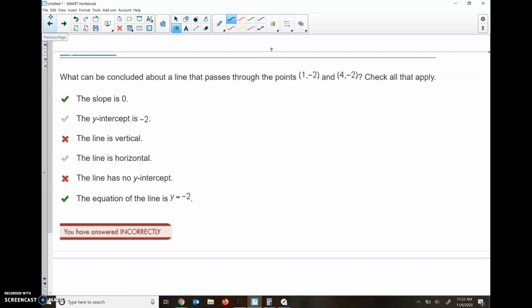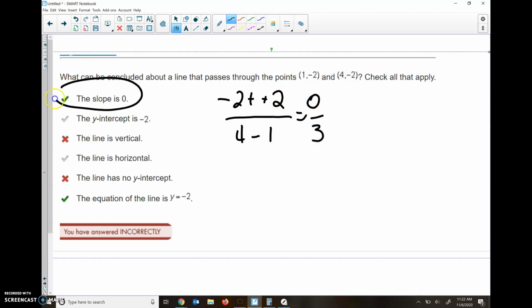What can be concluded about the line that passes through (1, -2) and (4, -2)? All right, so first we got to do some math here. Let's figure out the slope. So let me subtract my y, so -2 minus -2, and 4 minus 1. So it looks like we get 0 over 3. So the slope is 0. That's correct.